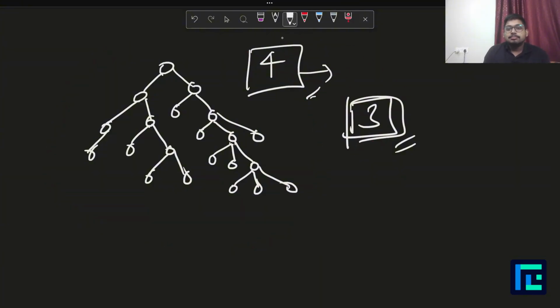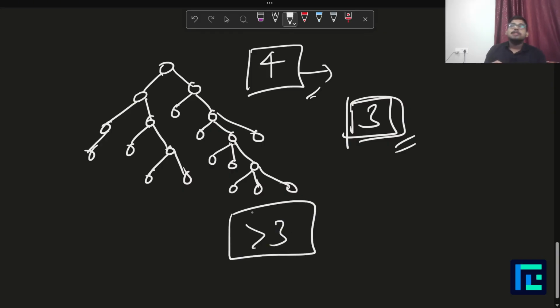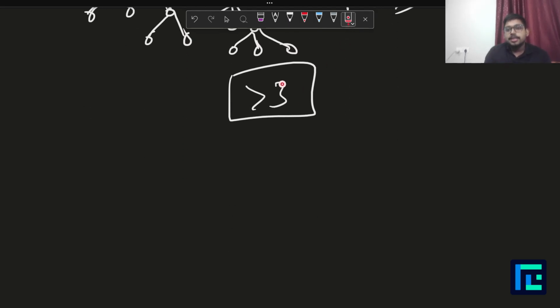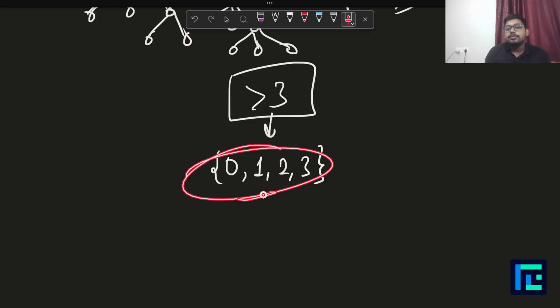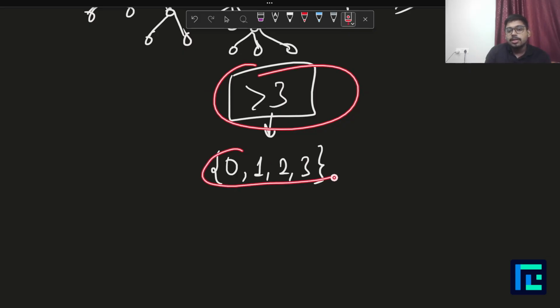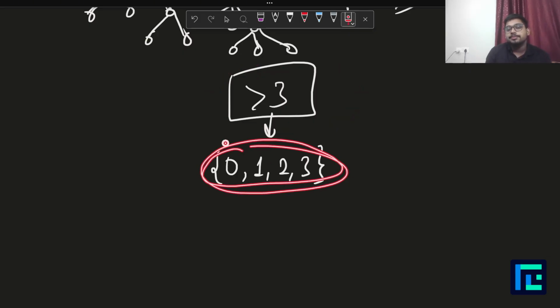It is that in any of the paths it should not have a value greater than 3. Any of the paths should not have a max greater than 3. When would the max be greater than 3? If you try to think, the max would be greater than 3 only if in a path you have 0, 1, 2, 3. If you have all of these, then the max would become 4, or if you have 4 also, it would become 5. So it can become greater than 3 only if you have all values from 0 to 3.